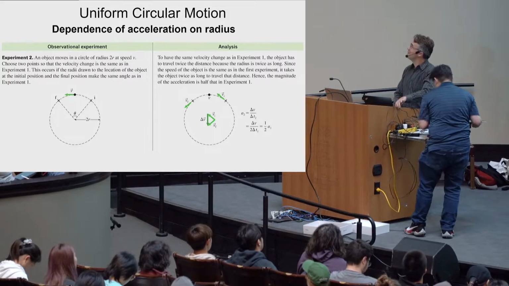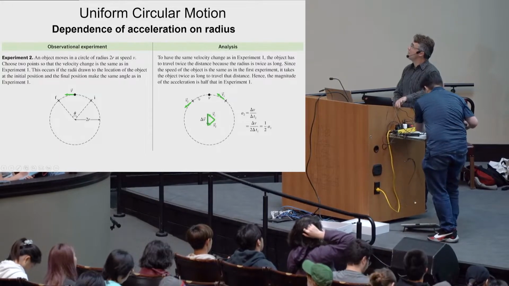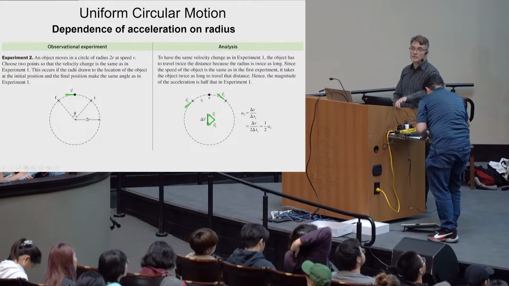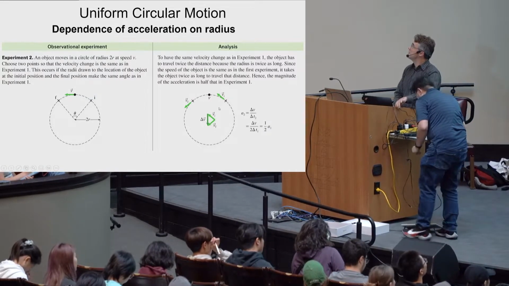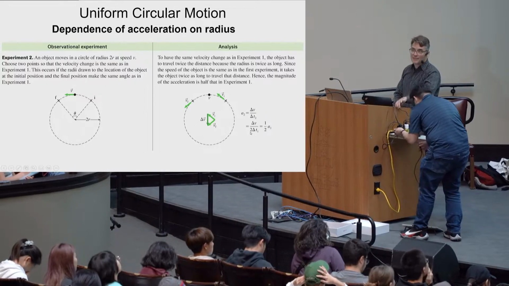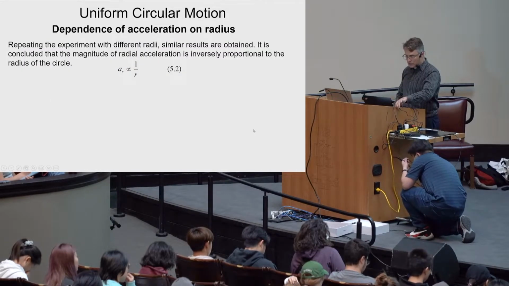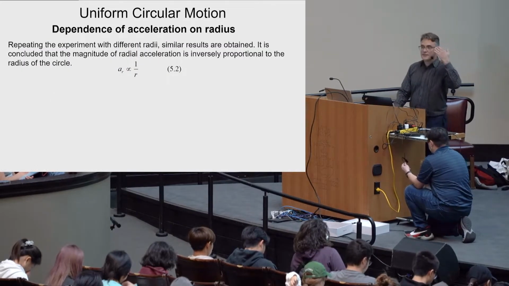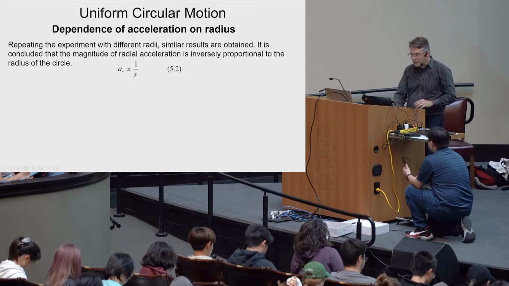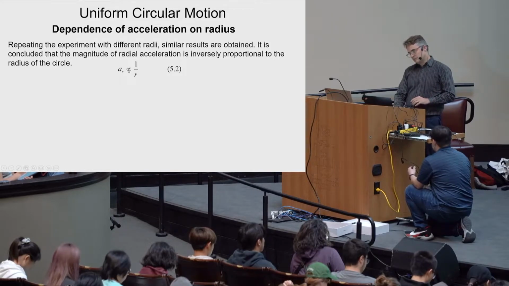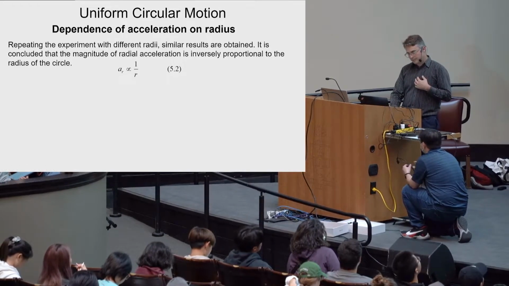you get the same delta v, but the time is going to be longer because it is twice as long. The circle has twice the circumference because it's got twice the radius, so the delta t is 2 times as long. So what this means is that the acceleration, which is delta v divided by the time, will be half as much. So in conclusion, if the speed is the same and the radius changes, then the radial acceleration is proportional to 1 over r.